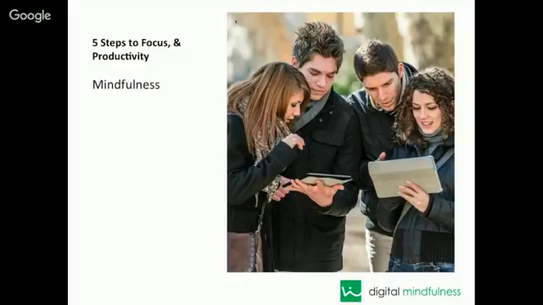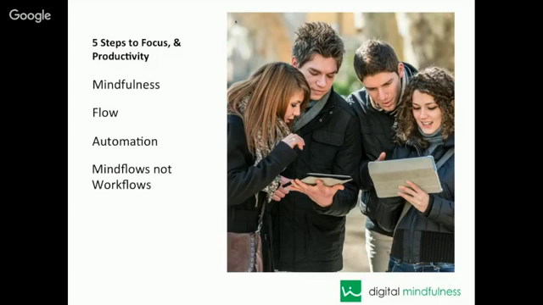And here are those 5 things here. The first one is mindfulness. And in addition to mindfulness, I'm also going to be talking about mindful design, because this was something that was really important that came up and very closely related to mindfulness. And it dovetails very, very nicely. The next is flow. The third is automation. Number 4 are mind flows and not workflows. And number 5 is emotional intelligence. So let's begin.